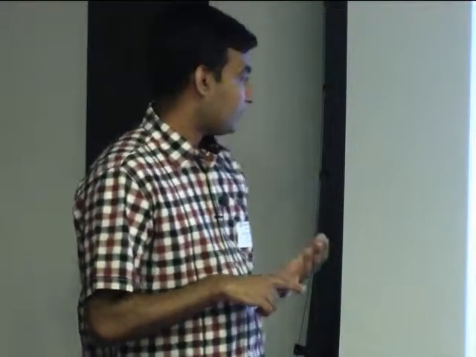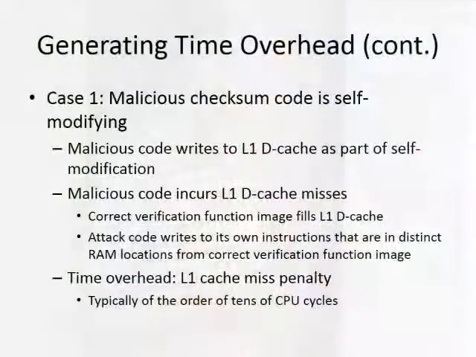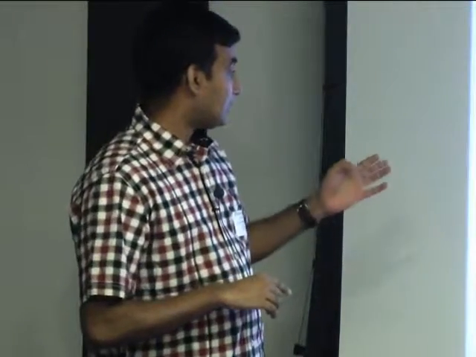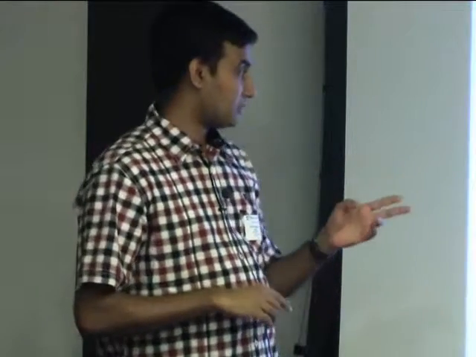Now let's analyze the memory copy attack in the context of this construction. The first observation is the malicious checksum code can either be self-modifying or it need not be. So let's assume that the malicious checksum code is self-modifying. What happens here? The malicious code writes to the L1 data cache as part of the self-modification. The malicious checksum code is going to incur L1 data cache misses because of these writes.